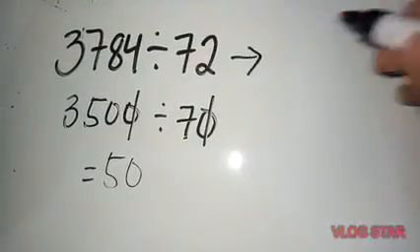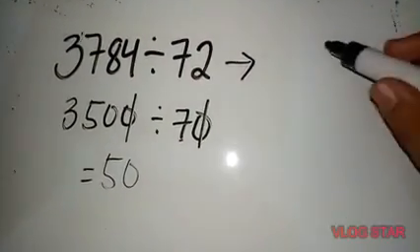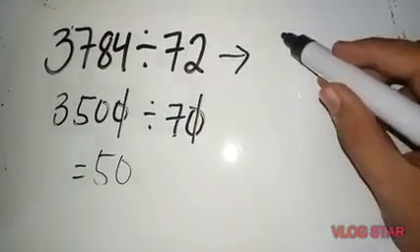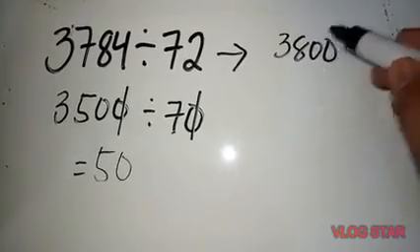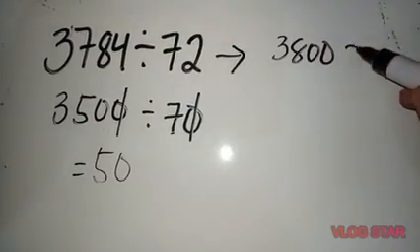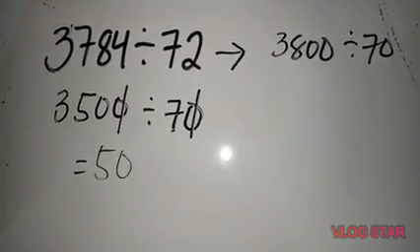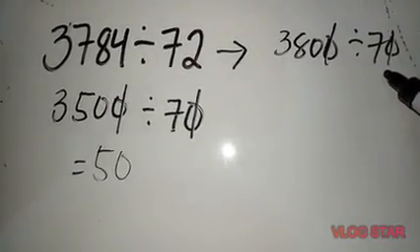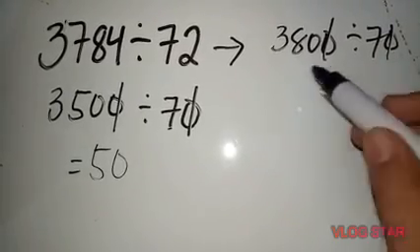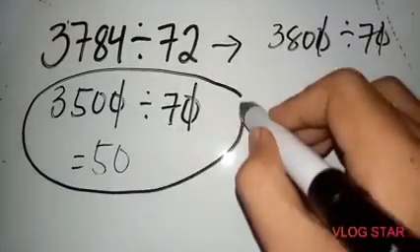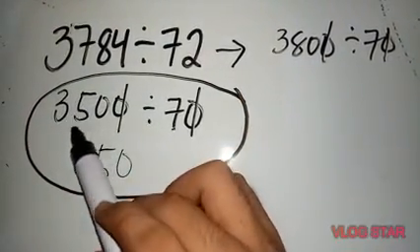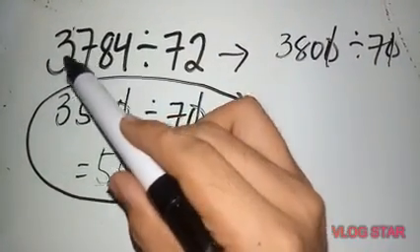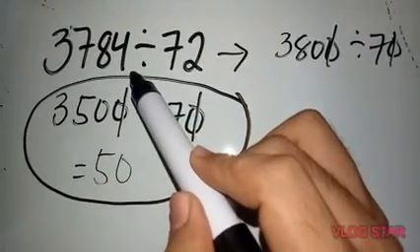In comparison, if we round 3,784, it can be 3,800, then divided by 70. So cancel the zeros. 38 divided by 7, they are not compatible. So it is easier to divide 3,500 by 70. Anyways, this is close to 3,784.